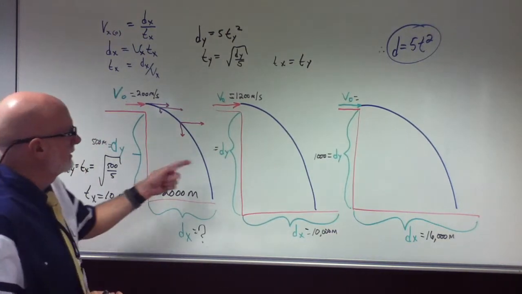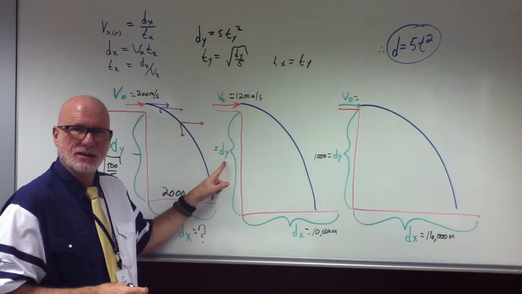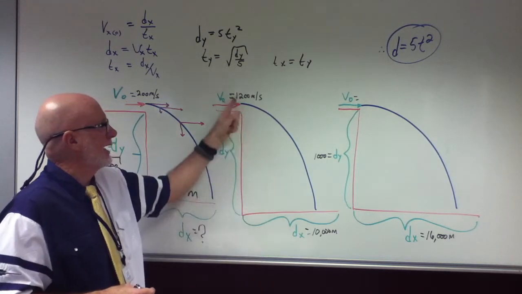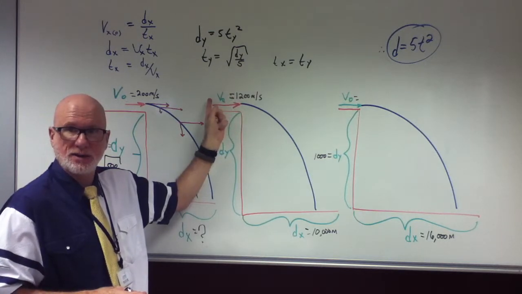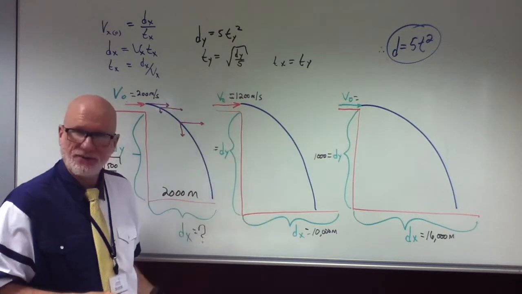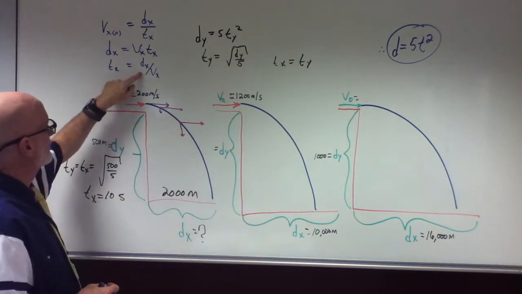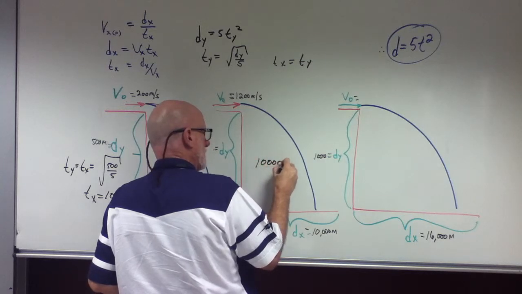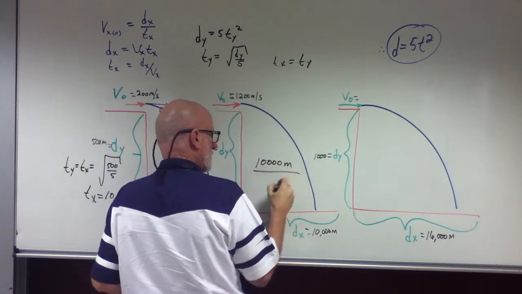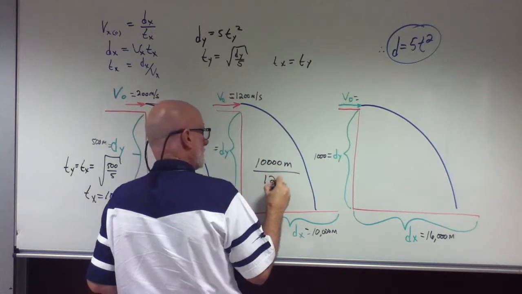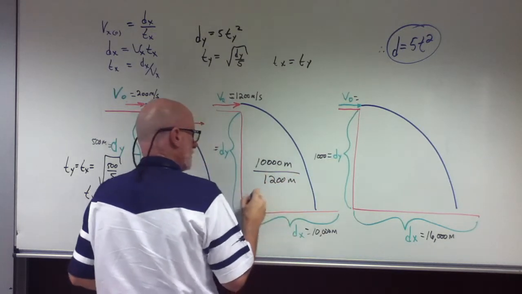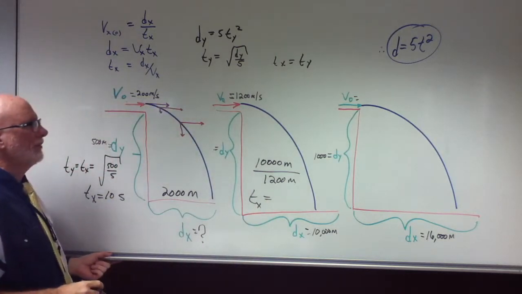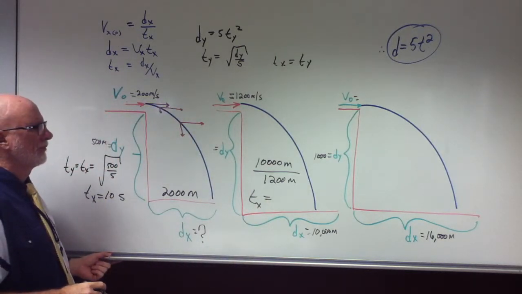Okay, next, I want to find dy. I have dx and vx. Remember, v naught and vx are the same. Therefore, what can I find? Tx, so dx over vx. So 10,000 meters over 1,200 meters per second. T is going to equal what? 25 over 3.